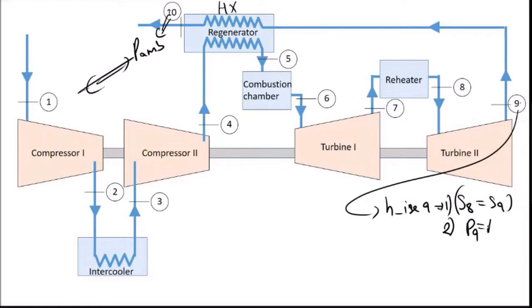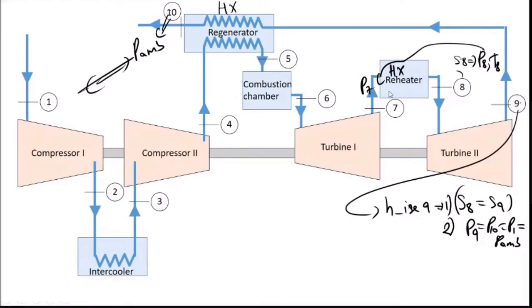Therefore, P9 is the same as P10, P10 is the same as P1, and I know the value of P1, which was the same as P ambient. Okay, so I know this one. So then I can find the entropy of 8 because I know the pressure of 8 and the temperature of 8. How do I know the pressure of 8? Because the pressure of 8 is the same as the pressure of 7, because this is again a heat exchanger and the pressure is to be constant.